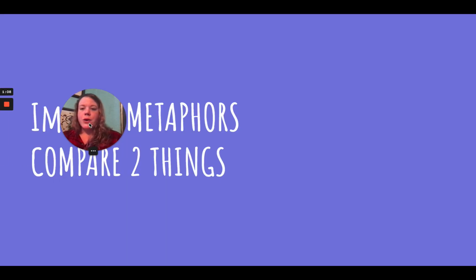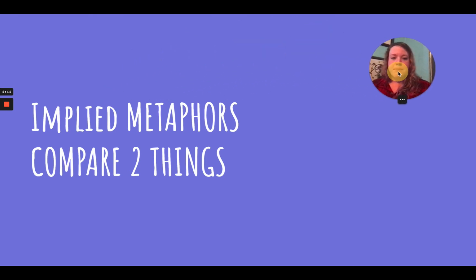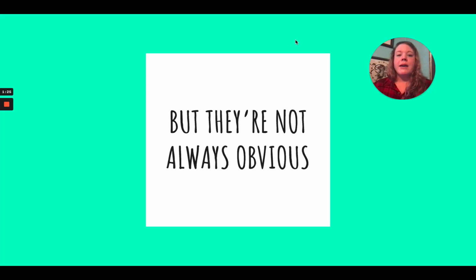All right, we're going to be looking at implied metaphors. And implied is important. Implied means it's subtle. It's not very obvious. It's not on the surface. But they're still metaphors, which means they compare two things. And again, they are not always obvious. So we're going to look at two examples.